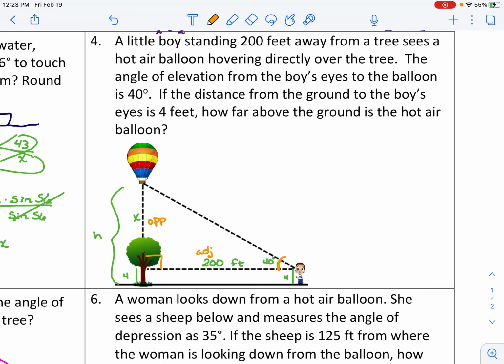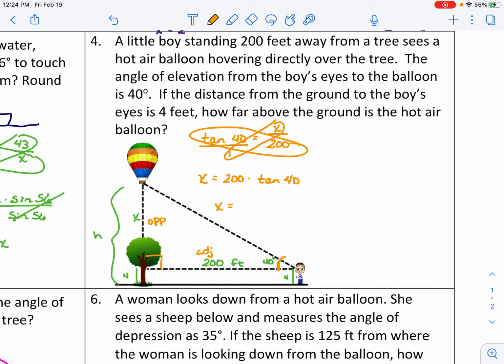So if I'm using opposite and adjacent, to find X, I'm going to use tangent. So I'm going to say tangent of my angle is equal to the ratio of the opposite leg over the adjacent leg. Every time you find a side, you will cross multiply. X times 1 will be on one side of my equal sign. 200 times the tangent of 40 will be on the other side. So that's what needs to go into my calculator.